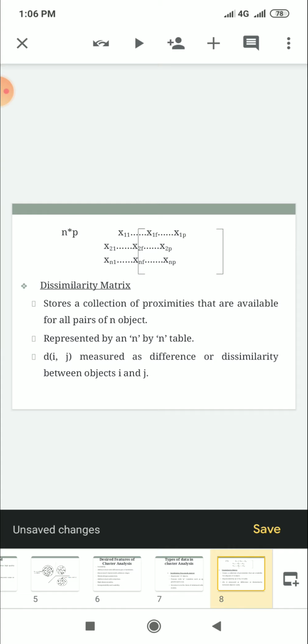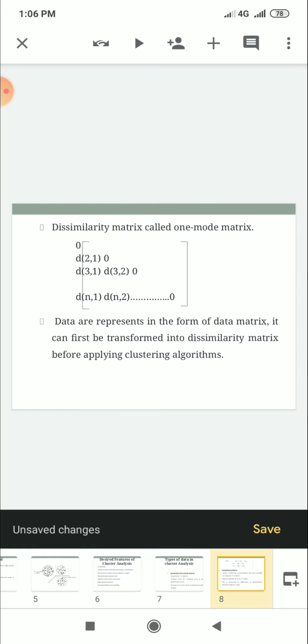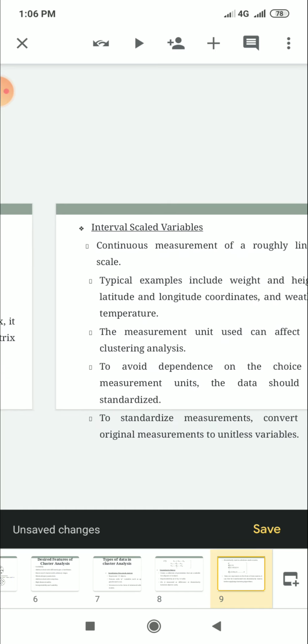Dissimilarity matrix stores a collection of proximities that are available for all pairs of n objects, represented by an n by n table. d(i,j) is measured as the difference or dissimilarity between objects i and j. Dissimilarity matrix is also called a one-mode matrix. If data are represented in the form of a data matrix, it can first be transformed into a dissimilarity matrix before applying clustering algorithms.